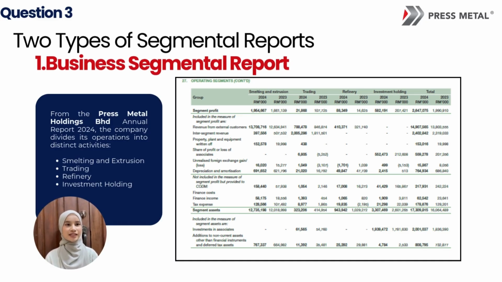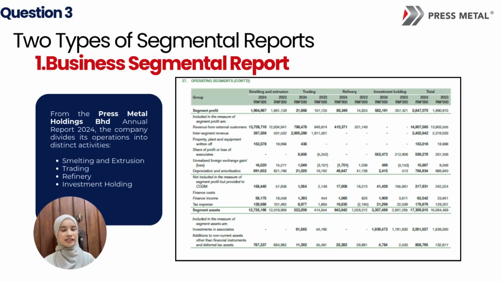We identified two types of segmental reports and provided examples from a Malaysian listed company. The first type is the business segment report. This report divides a company's financial information based on different business activities. For our example, we chose Press Metal Holdings Berhad. In their 2024 annual report, the company applies this type of segmental reporting by separating its operations into smelting and extrusion, trading, refinery, and investment holding.